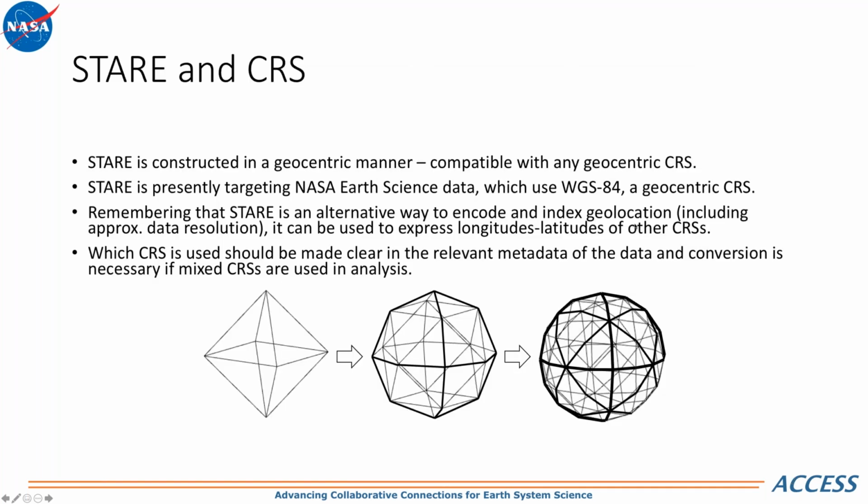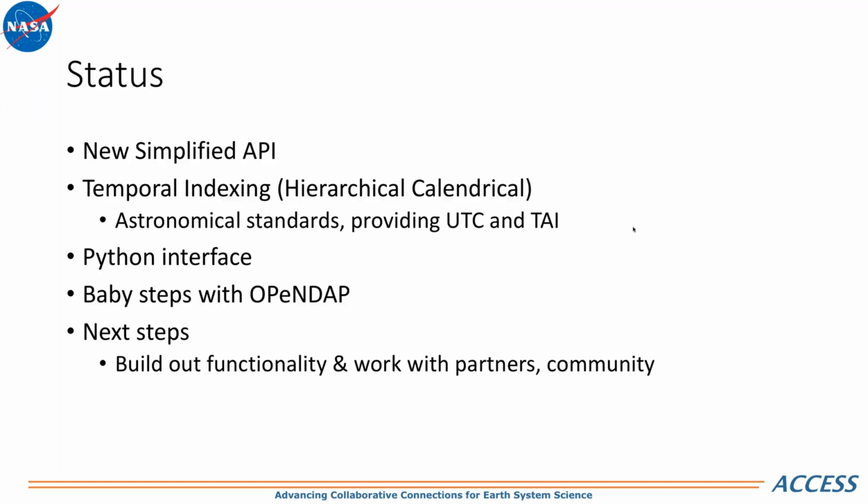So sometimes we get a question about the coordinate systems that we're working with, and presently we're working with NASA Earth Science data, and so we're essentially using WGS 84 for that. The current status of the project: we're about a year into the ACCESS project. We're developing a new simplified API so that the end user doesn't really have to go in and twiddle any bits at all. We've added the temporal indexing, which proved to be a bit more interesting than I would have liked to.